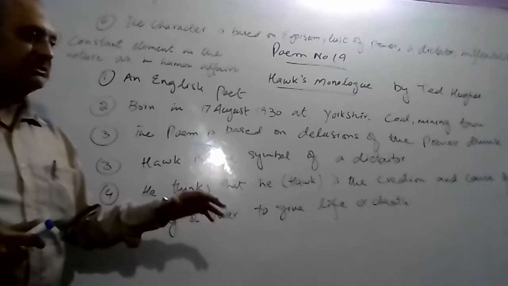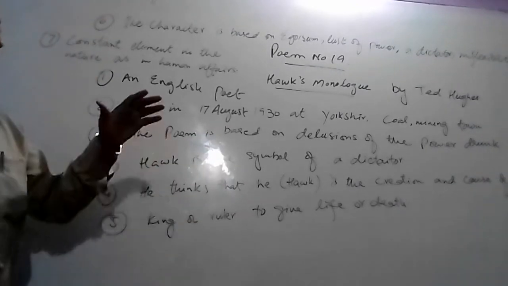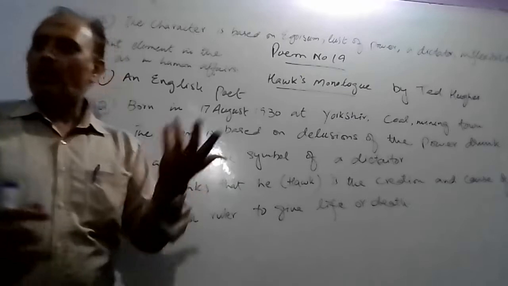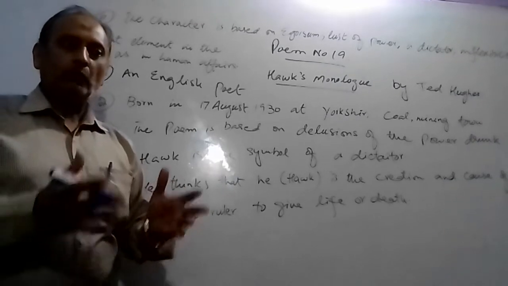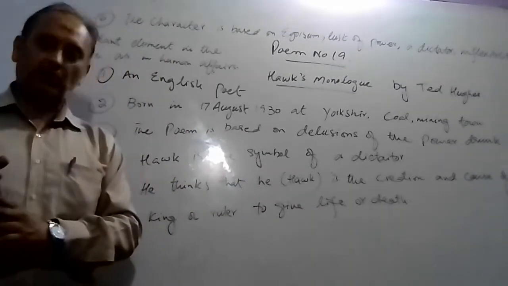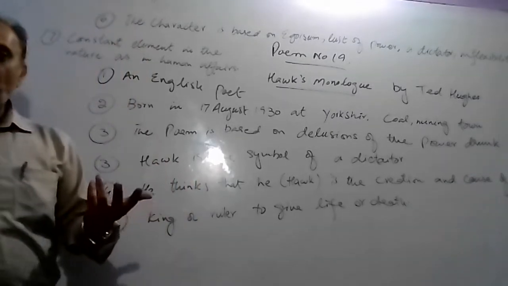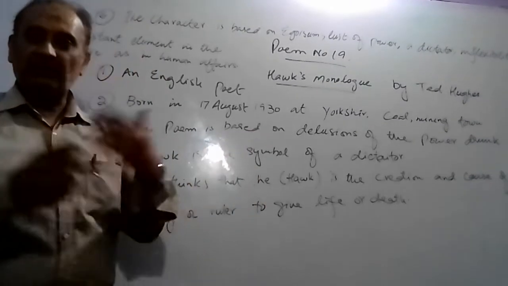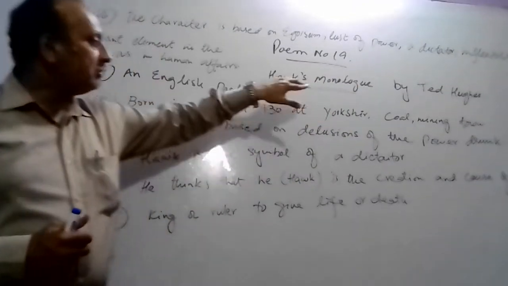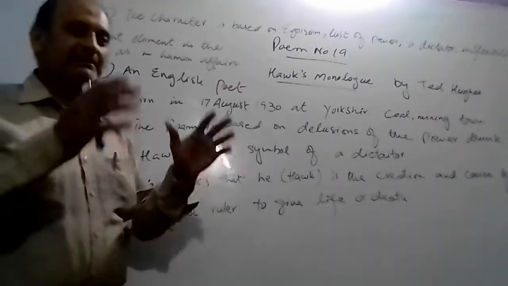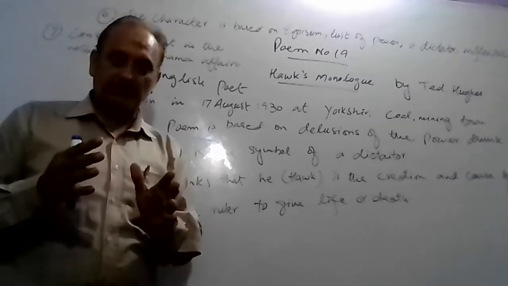That is why the writer has tried to draw the attention of humanity to the shape of a dictator. By dictator, we mean an armed officer who wants to rule by hook or by crook over the population, over the country, over the masses, and he wants to take control of the government. So that is why we call him a dictator. In this way, this poem has a very close relation between the hawk and a dictator.